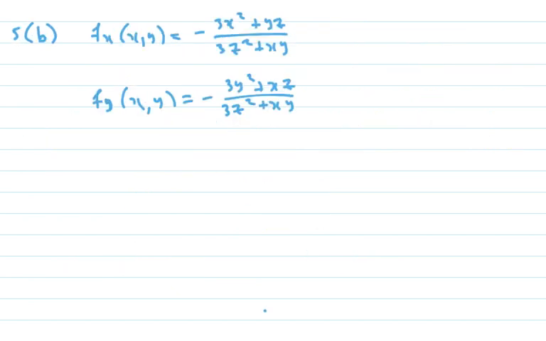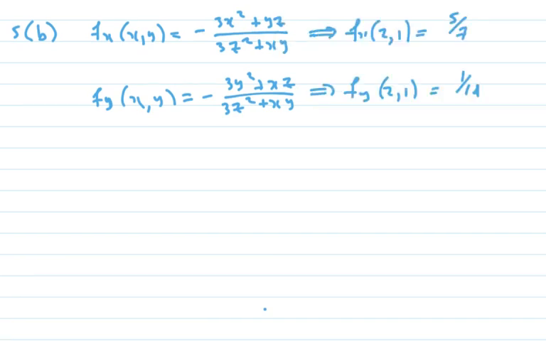Using the results we found in 5a, we can immediately write down an expression for the partial derivative of f with respect to x and y, as I've shown here. Using these expressions, we can now calculate the value of those two partial derivatives when x is 2 and y is 1. I leave you to verify that my calculations are correct. That then is the end of problem 5b.